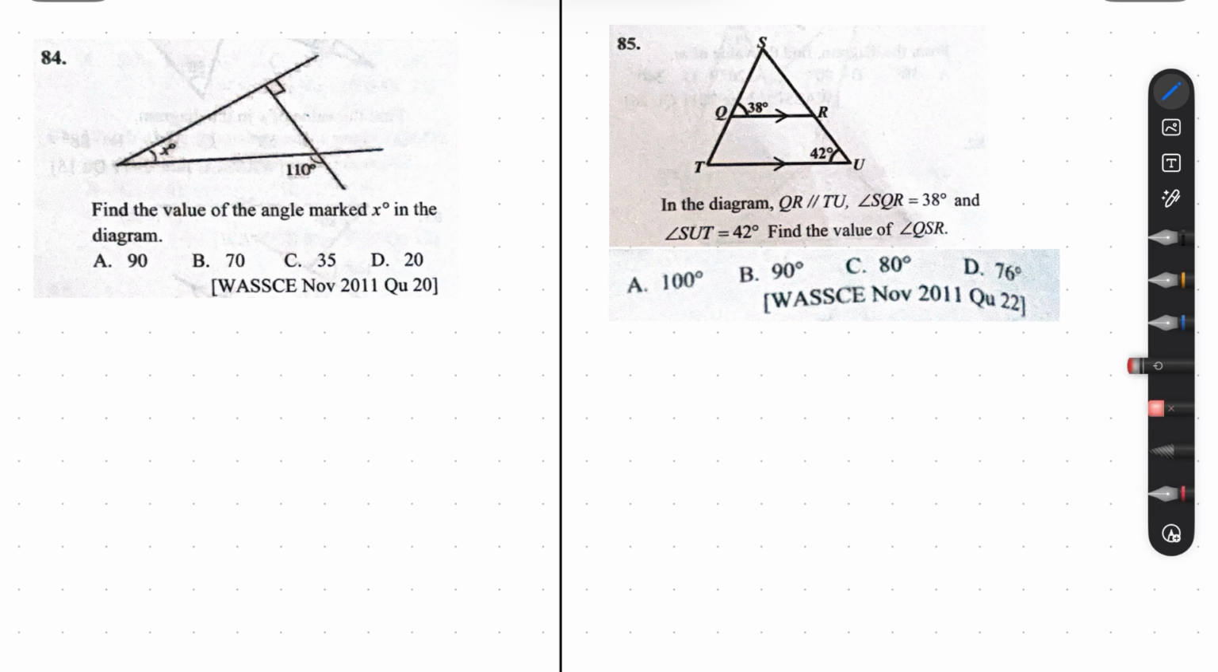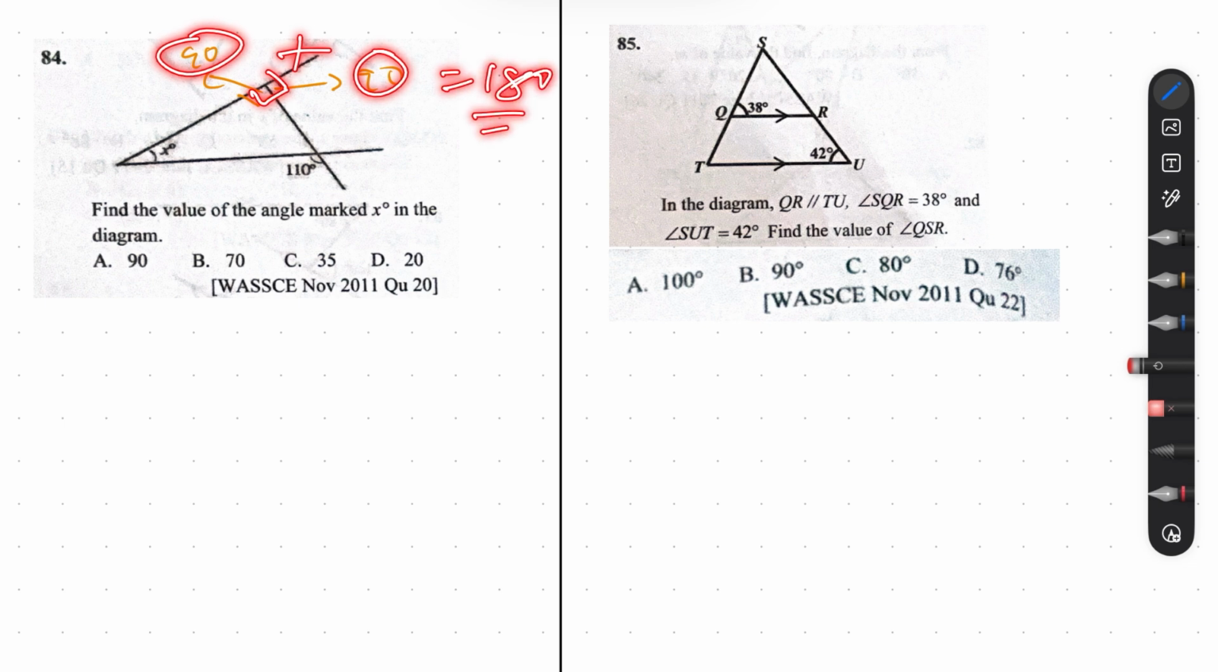Question number 84. The question says we should find the value of the angle marked x. We can easily find x by finding this angle and then this angle. Just by looking at it, you realize that this is a right angle, so the other one will also be a right angle, so they add up to 180. This side will also be 90, because angles on a line should add up to 180.